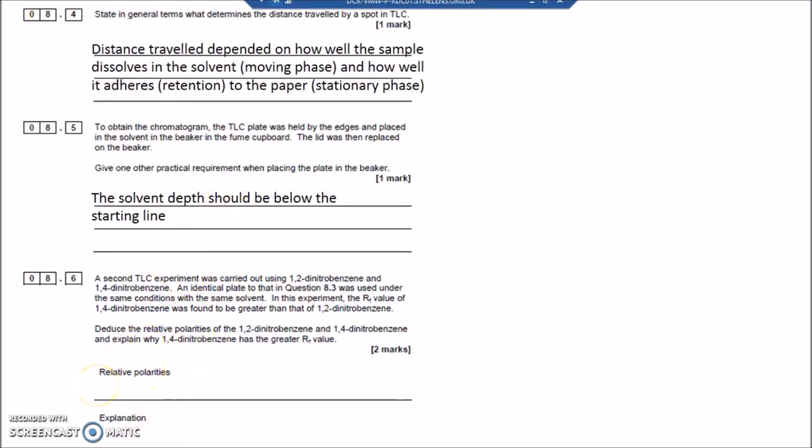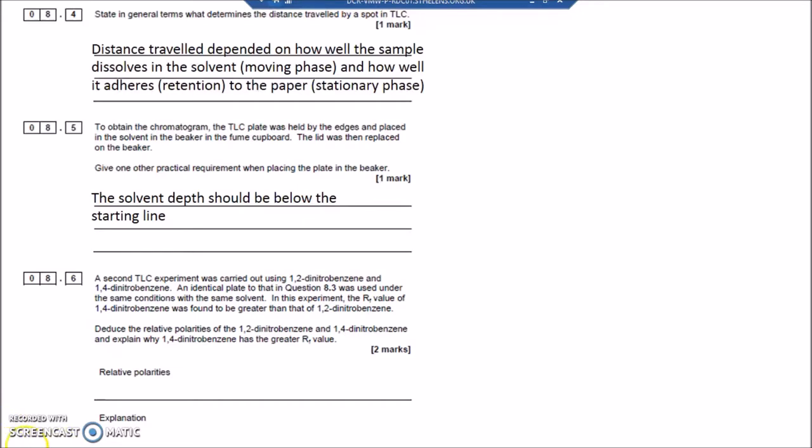The second thin layer chromatography experiment was carried out using 1,2-dinitrobenzene and 1,4-dinitrobenzene. An identical plate was used as before. In this experiment, the RF value of 1,4-dinitrobenzene was found to be greater than that of 1,2-dinitrobenzene. So the 1,4-dinitrobenzene has travelled further up the plate than 1,2-dinitrobenzene. Deduce the relative polarities of 1,2-dinitrobenzene and 1,4-dinitrobenzene, and explain why 1,4-dinitrobenzene has the largest RF value.